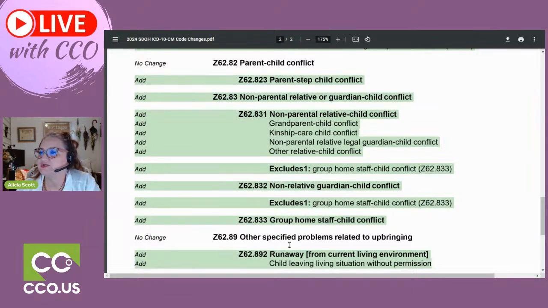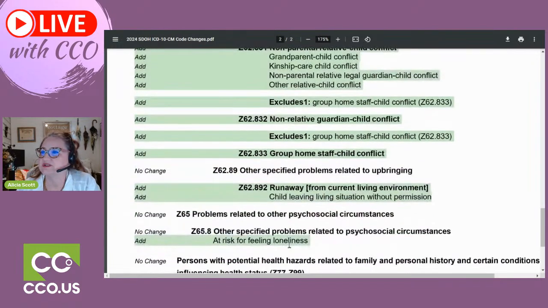Moving on, backing up a little bit, Z62.832, not 833, non-relative guardian child conflict. They added the excludes again within them, the group home staff child conflict. I'm sure you guys are much more experienced with some of these than I am, and can start seeing where you've seen documentation regarding scenarios and thinking, oh, now we have a code to cover that.